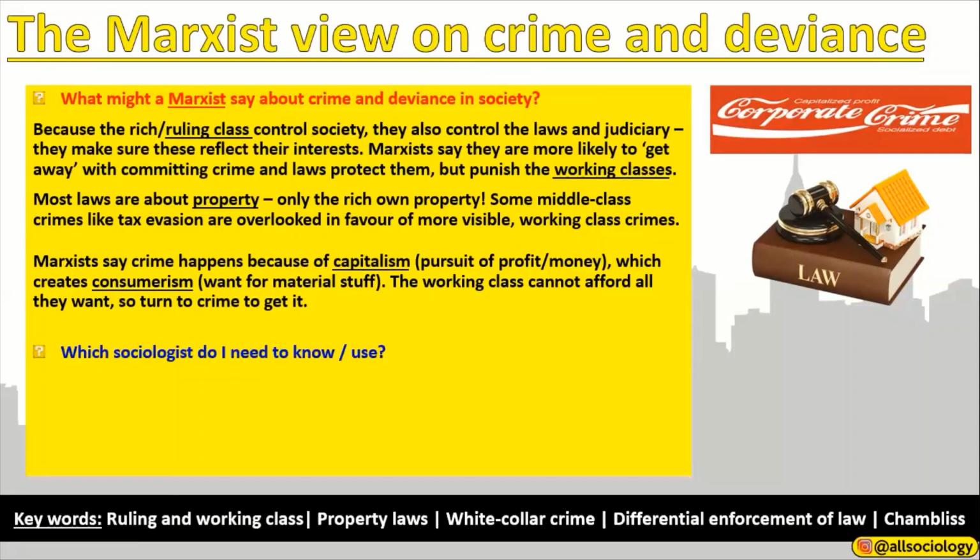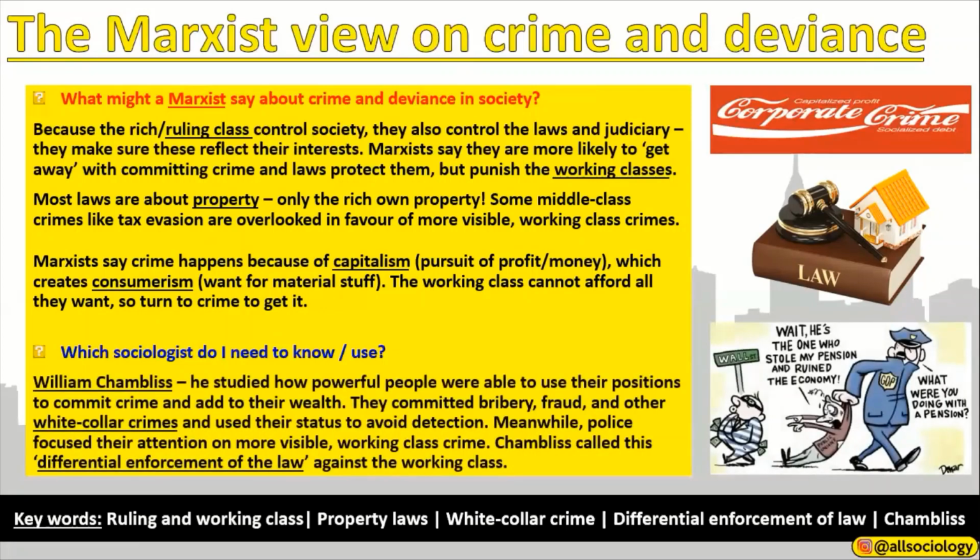So what's the ultimate reason for this? Well, as with everything for Marxists, it all comes down to capitalism and the pursuit of profit and money, which creates this idea of consumerism. If we live in a world where we're constantly buying and selling stuff, we have this desire to buy more stuff. That's what consumerism is. And Marx was not a fan of consumerism. It's the want for more material stuff. Now, because the working classes can't afford that, they lack the means to get it. Marxists might argue that one of the reasons why working class people turn to crime, and why perhaps there is more working class crime, is that they do not have the legitimate means, through fair pay for their work, to actually access the stuff that they want to buy.